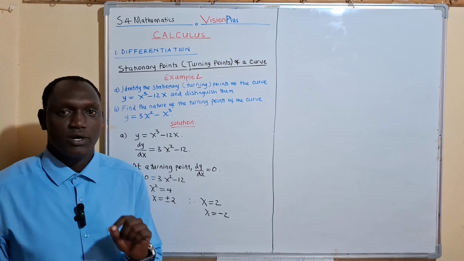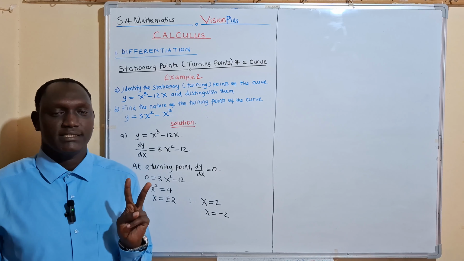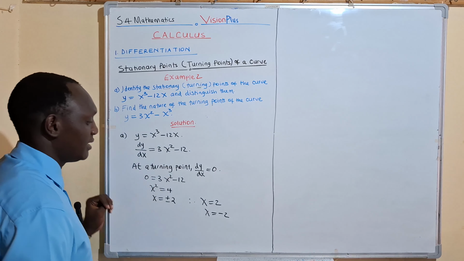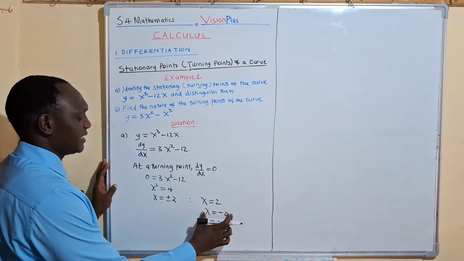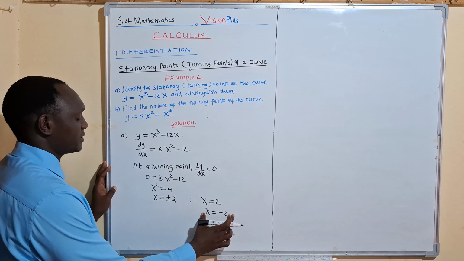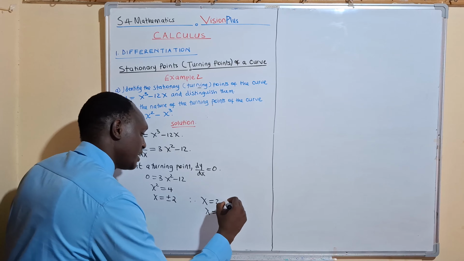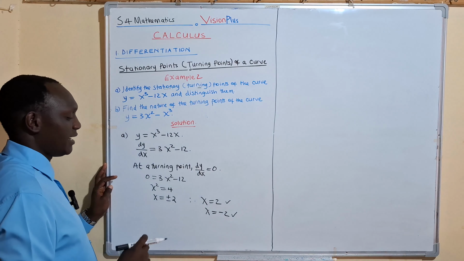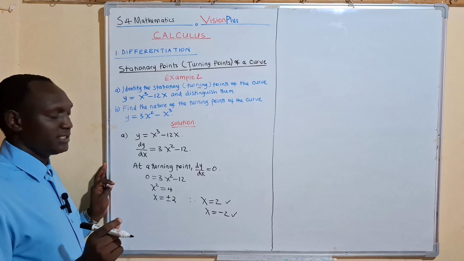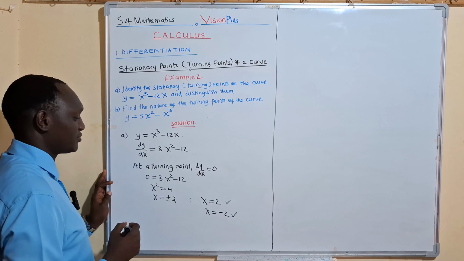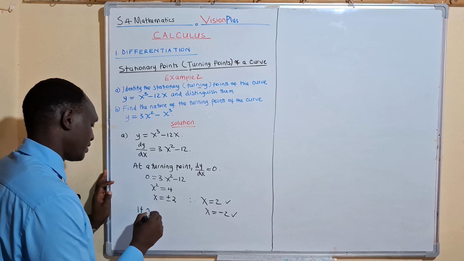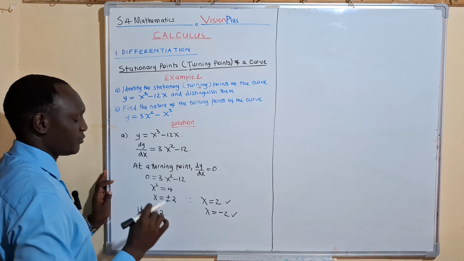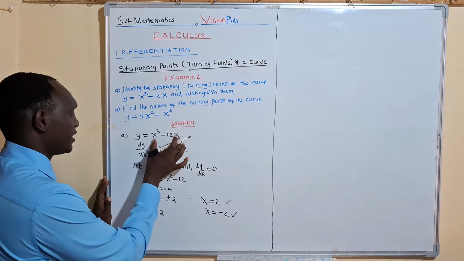What does it mean when you have two values of x? It implies that there are two turning points of the curve. There is one turning point when x is 2, and another turning point when x is negative 2. Because the turning point is a coordinate point, we need to get the corresponding values of y. So if x is 2, what is the corresponding value of y? We substitute for x in the equation of the curve.